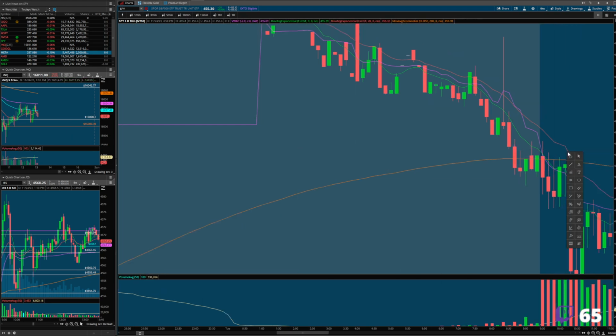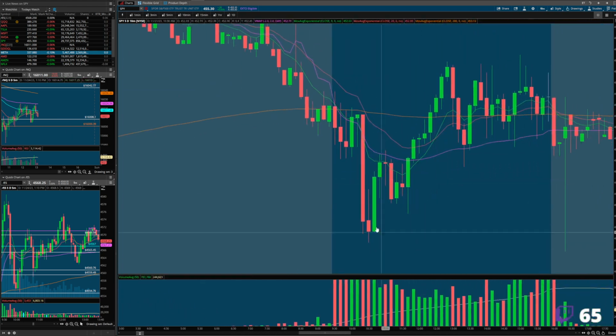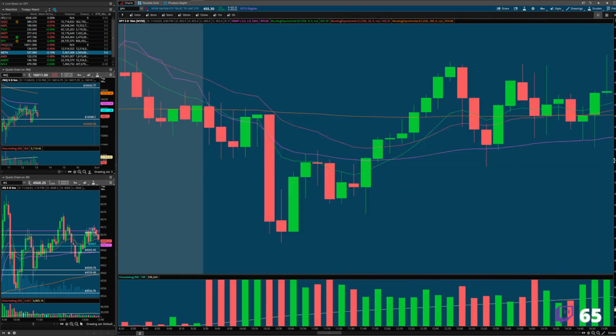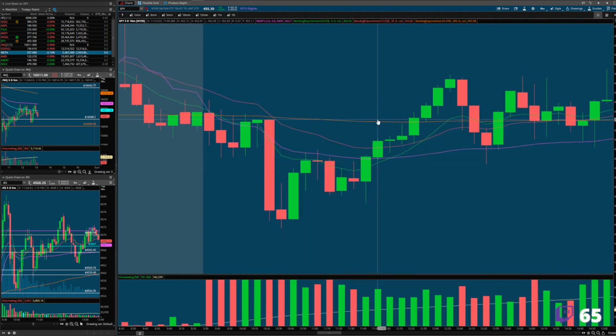Okay, and then what happened, right, the rest of the day? You can review it if you want, but tweezer bottom, bullish engulfing. This is where it gets choppy, right? I do want to review this. Remember, candle by candle is not perfect. There's no system out there that's perfect.